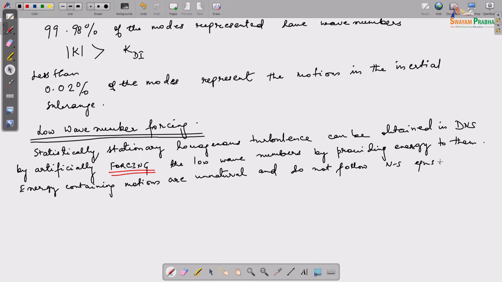To give you an example of that, n is the number of modes in each direction. Then the total number of modes is equal to n cube. Then, without forcing, and with forcing.